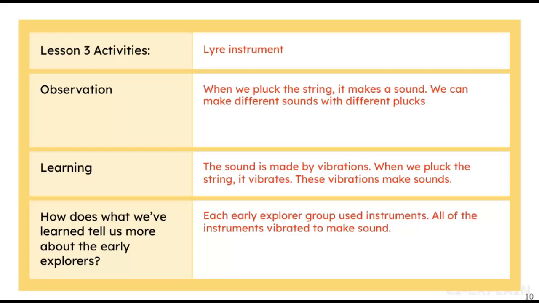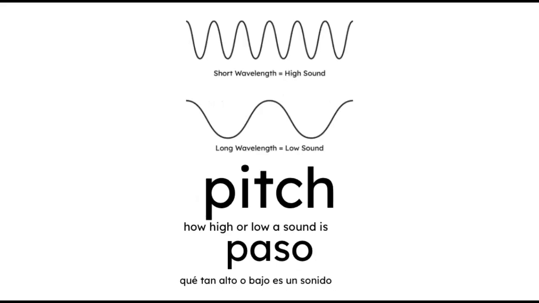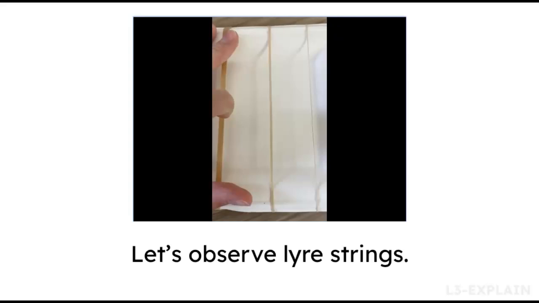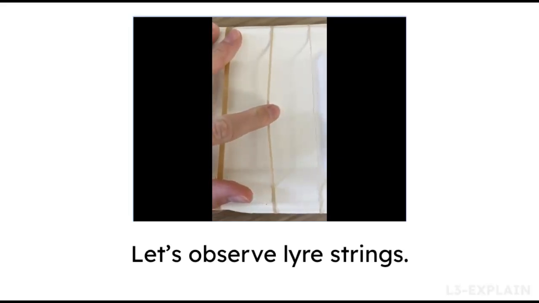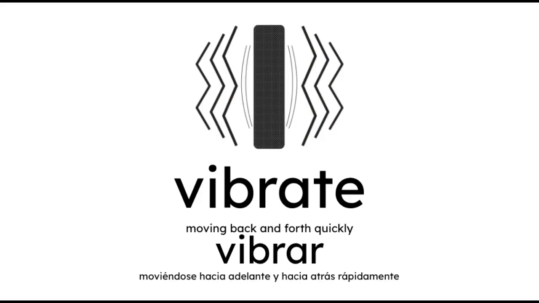From the discussion, students should understand that each early explorer group used instruments, and all of the instruments vibrated to make sound. During the discussion, you can post and discuss the volume and pitch vocabulary cards. During the Explore, you can take slow motion videos of students playing their lyre strings and then play the videos during the Explain portion. You can also use the video provided in the curriculum slides. You can post and discuss the Vibrate vocabulary card.